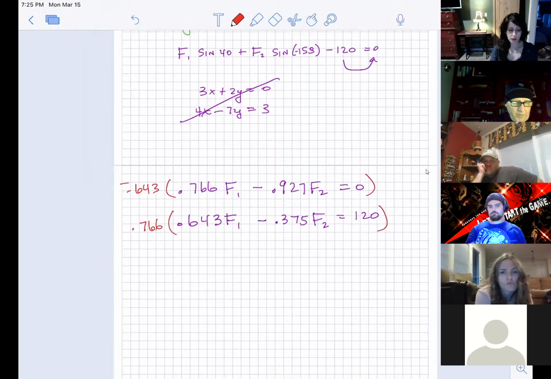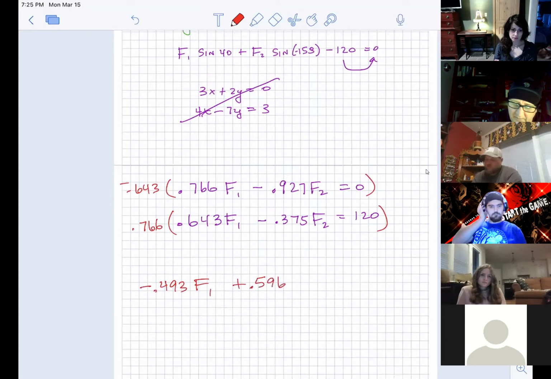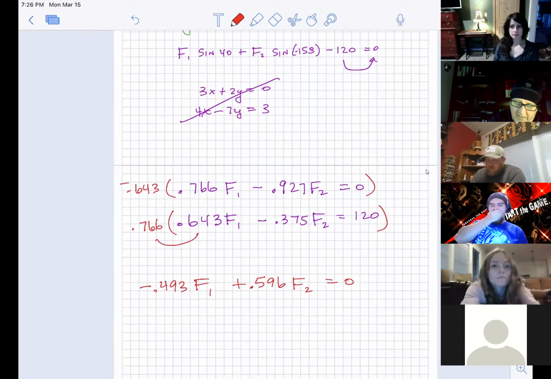0.643 times 0.766. There's more than one way to do this, but I got 0.493. So that top equation becomes negative 0.493 force one, negative 0.643 times 0.927. I see we're almost out of time, is positive 0.596. And fortunately, when I multiply by zero, it's still zero. So that's my first equation. Second one is going to be the exact same answer, except positive 0.493 force one.